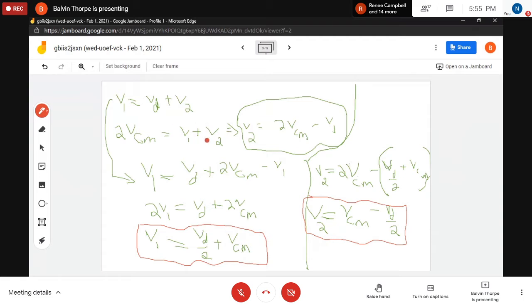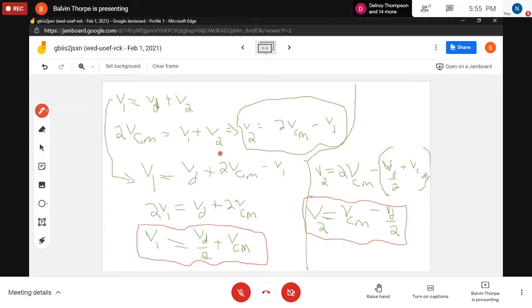We can make V2 the subject of the formula right here, which is what I have done here. So V2 equals 2 VCM minus V1. Make sense? So we're going back to this expression now. So V1, we said, equals VD plus V2.